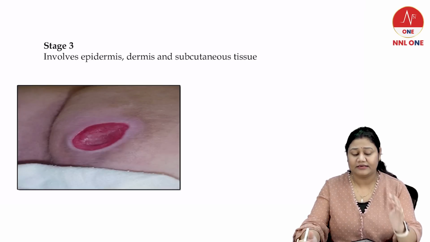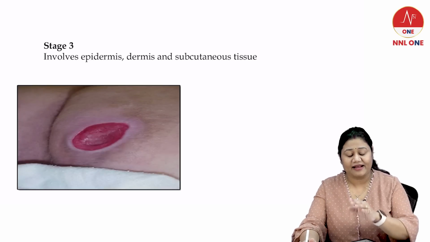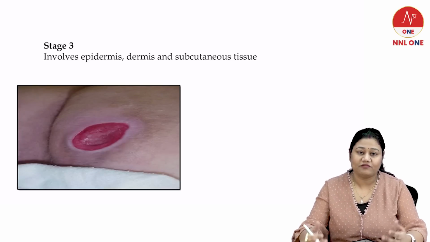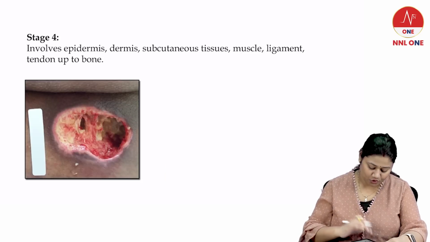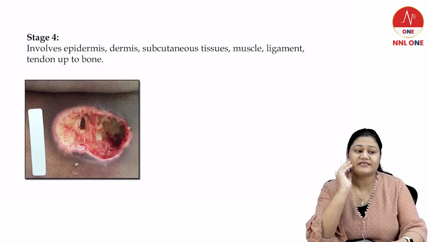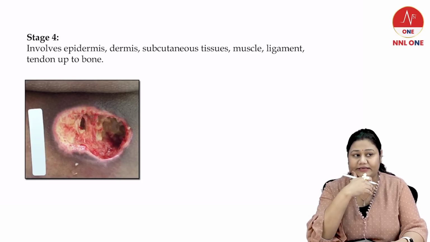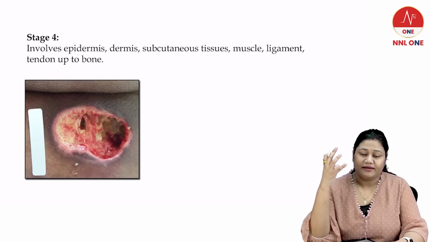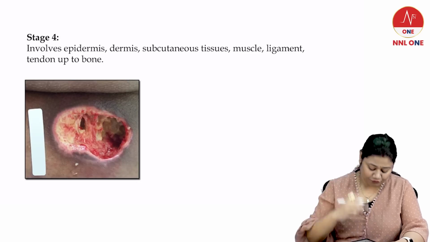Then stage 3, the pressure ulcer has extended and now has involved the subcutaneous tissue. You can use a hydrocolloid dressing, which is best for pressure ulcer. Stage 4, when the pressure ulcer has reached up to bone, tendon, ligament, the major stage, right? So this is your stage 4 pressure ulcer.